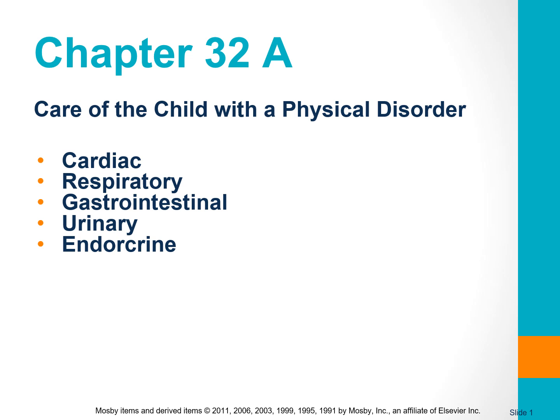Okay, so this is chapter 32A, part A. We have split this chapter into two parts, and this slide is going to review disease processes of the cardiac system, respiratory, GI, urinary, and then a brief overview of endocrine.